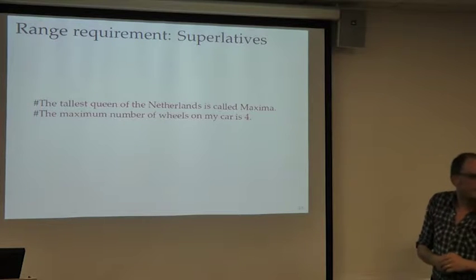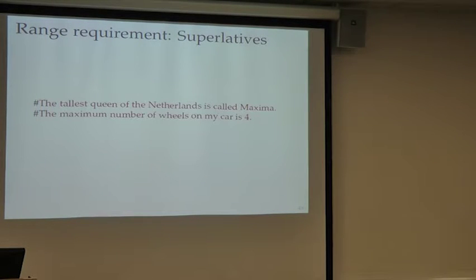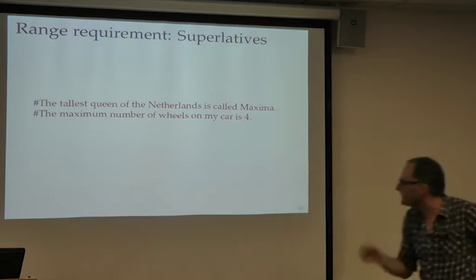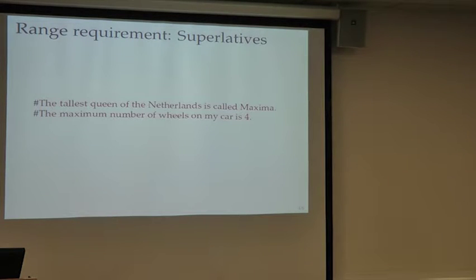There's also a uniqueness difference. Queens are unique, whereas children are not. Except for Belgium. Exactly. What Yasser's point is, what if I have the taller queen of the Netherlands? It's called Maxima. It can only ever be one. But the comparison doesn't have a range requirement, so why is that? But then I don't have my minimal pair.